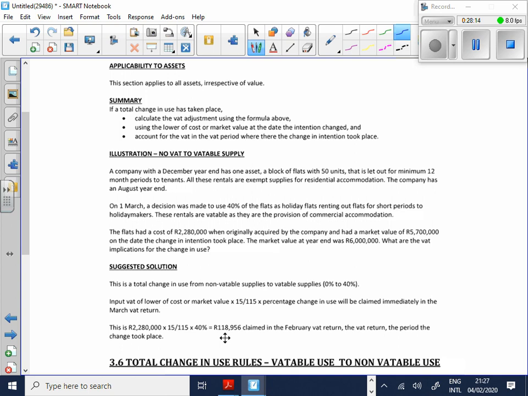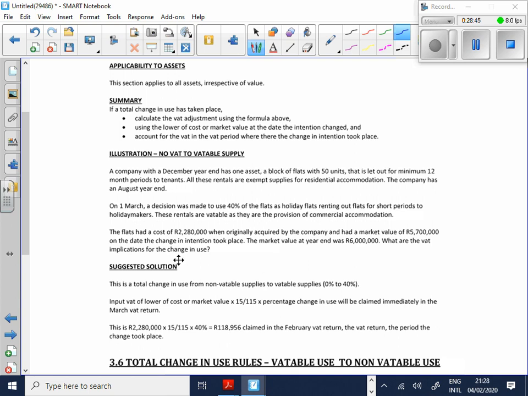Okay, guys. On 1 March, a decision was made to use 40% of the flats as holiday flats, renting out flats for short periods to holiday makers. These rentals are VATable as the provision of commercial accommodation. You guys comfortable? It's like a hotel. Guys happy with this? Now guys, it was 0%. What is it now? 40%. 40% VATable. So 0 to 40 is what?